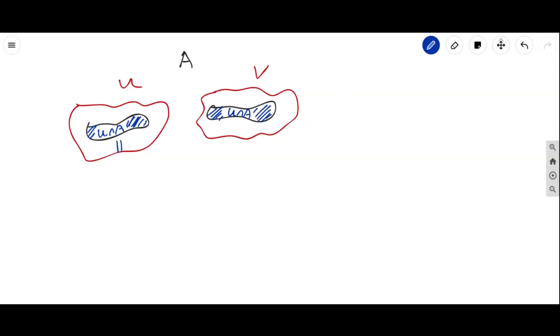And let's give this a name. Let's call it U prime. And this one should have been V. Sorry about this. This should have been V. And let's call this V prime. And here's what you notice. So observe, U prime is open in A.